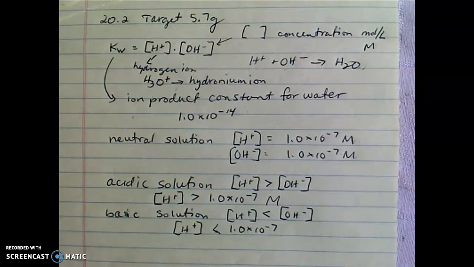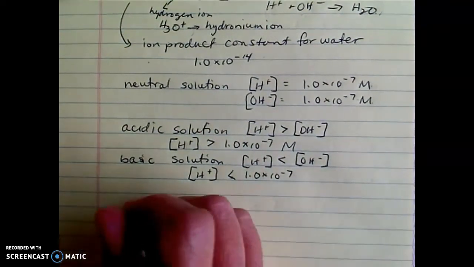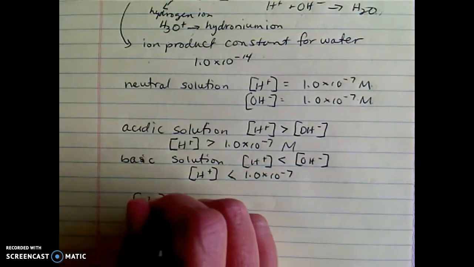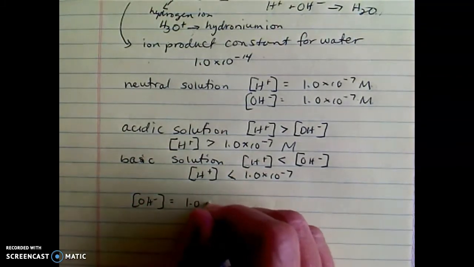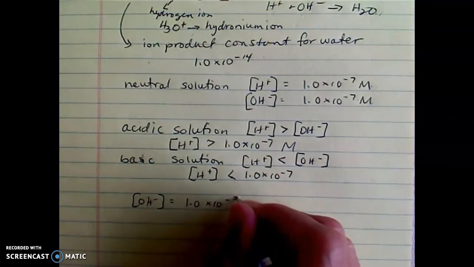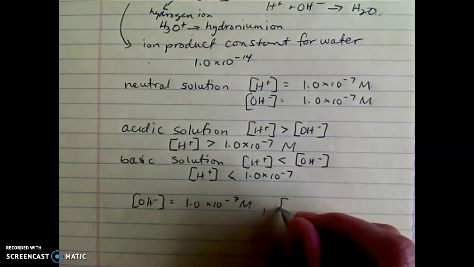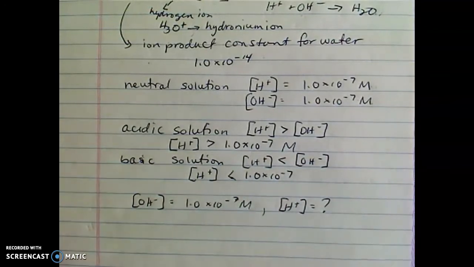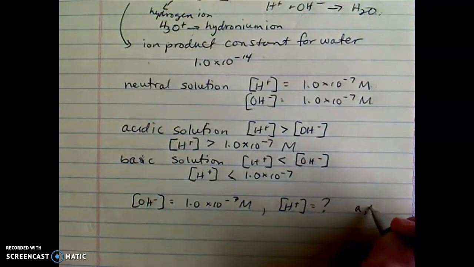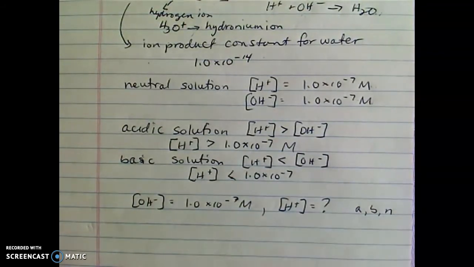So let's try a sample problem. I'm reading a problem just from your book. If the hydroxide ion concentration, so your OH minus, is 1.0 times 10 to the negative third molar, what is the hydrogen ion concentration? And then it asks, is it acidic, basic, or neutral?